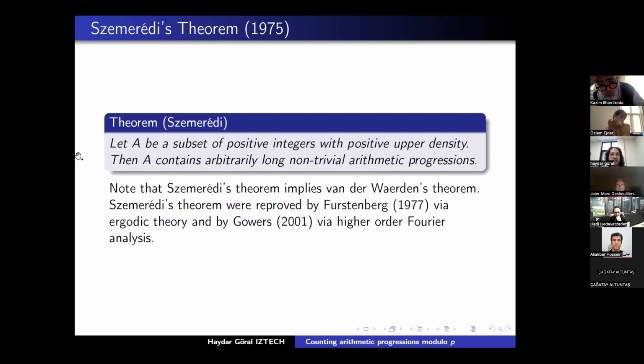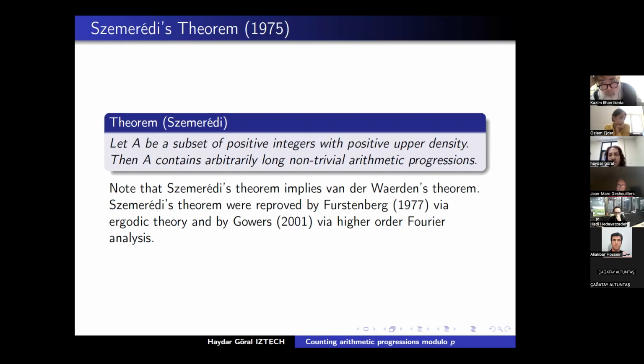6 years, in 1975, Szemerédi proved the long-standing conjecture of Erdos and Turan, and he proved that if A is a subset of positive integers with positive upper density, then A contains arbitrarily long non-trivial arithmetic progressions. Of course, not an infinite one, but for every k, you can find a k-term arithmetic progression in your set. Okay? And this is a natural generalization of van der Waerden's theorem.